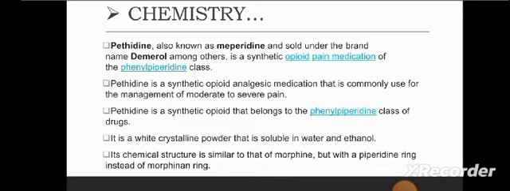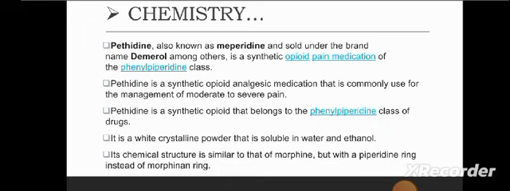Here comes the first section, chemistry. In this section, I am going to share that pethidine, also known as meperidine and sold under the brand name Demerol, among others, is basically a synthetic opioid pain medication of the phenylpiperidine class. The phenylpiperidine class is the chemical class of drugs with a phenyl moiety directly attached to a piperidine.